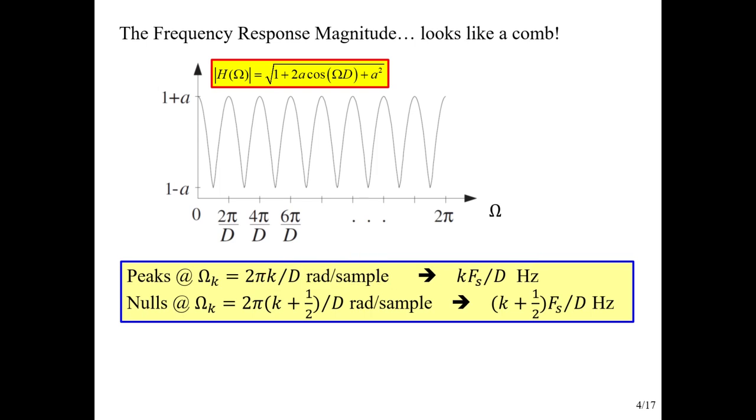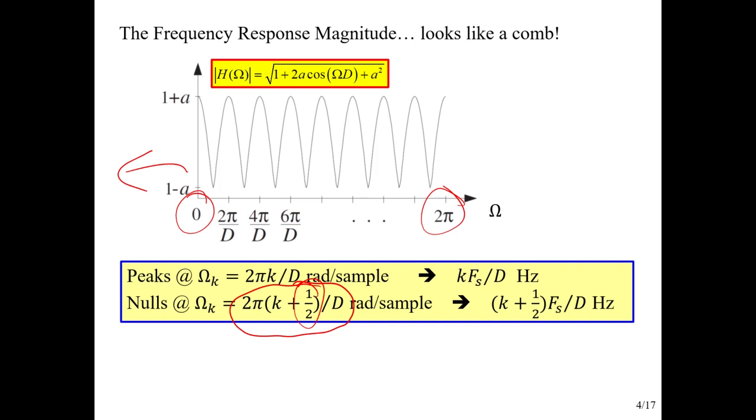Now, notice here I'm showing this from 0 out to 2 pi. It would also go in the other direction. Remember, it's 2 pi periodic, so we're really interested in the minus pi to pi region. The nulls are going to be in between those, so those would be at positions denoted like that. Again, the spacing is 2 pi, but they're offset by pi.